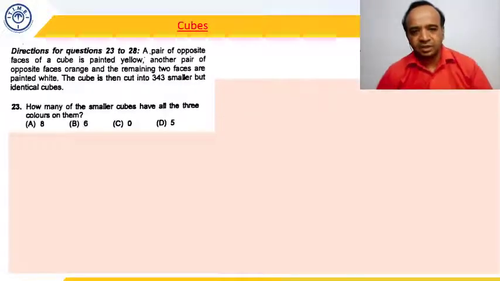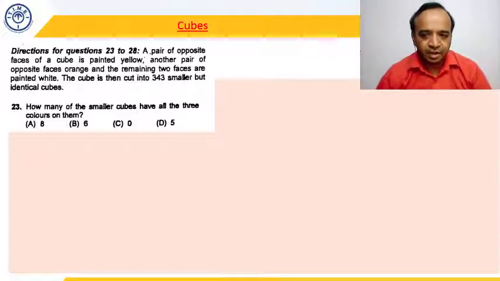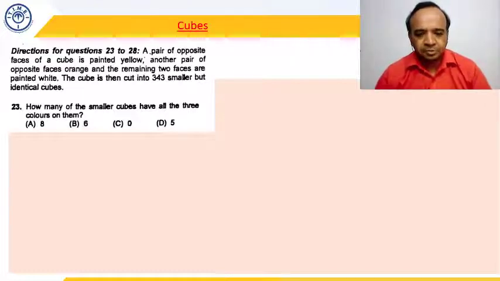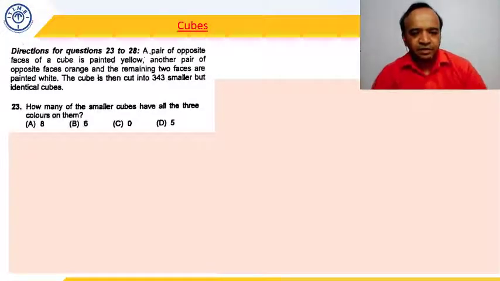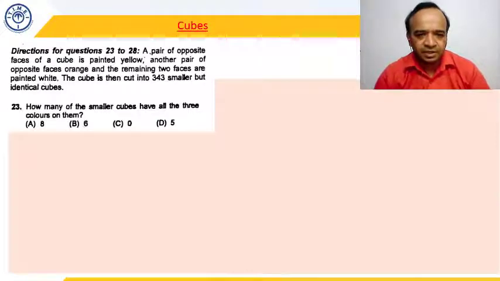Next question of the handout, that is question number 23 to 28. Just look at the question part here. A pair of opposite faces of a cube is painted yellow. Another pair of opposite faces orange, and the remaining two faces are painted white. So in this case, all faces of the cube are not painted in the same color. There are three colors, and the opposite faces have the same color.